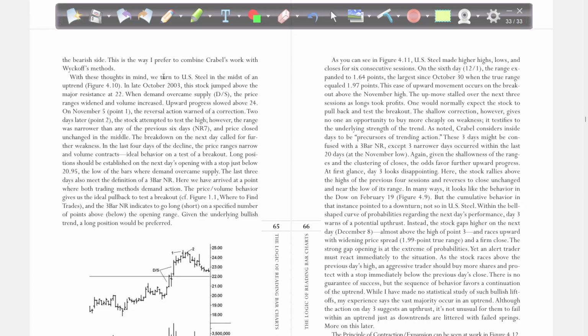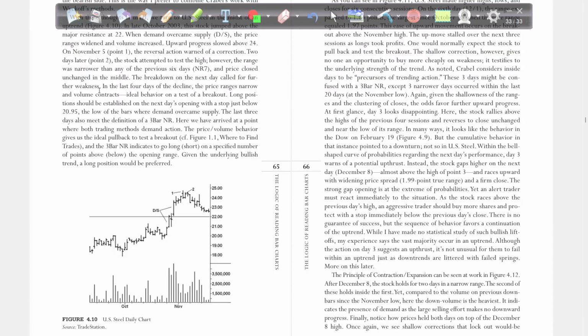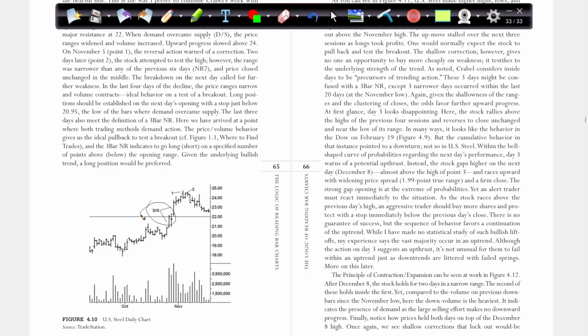With these thoughts in mind, we turn to US Steel in the midst of an uptrend, figure 4.10. In late October 2003, this stock jumped above the major resistance at 12.22. When demand overcame supply, the price ranges widened and volume increased. Upward progress slowed at 24 on November 5th, point 1. Here, the reversal action warned of a correction.